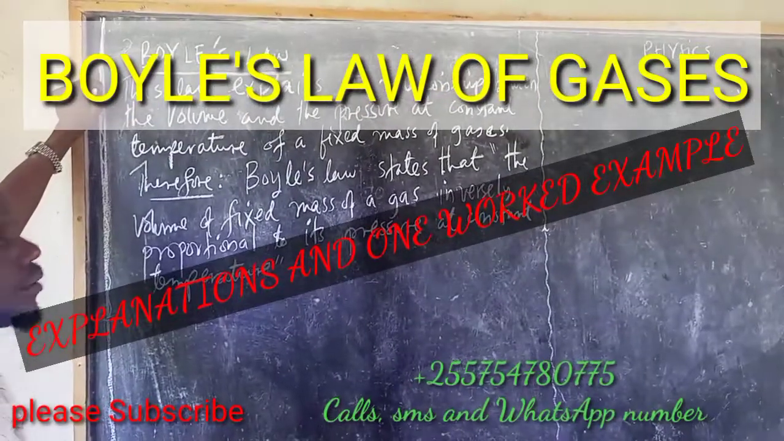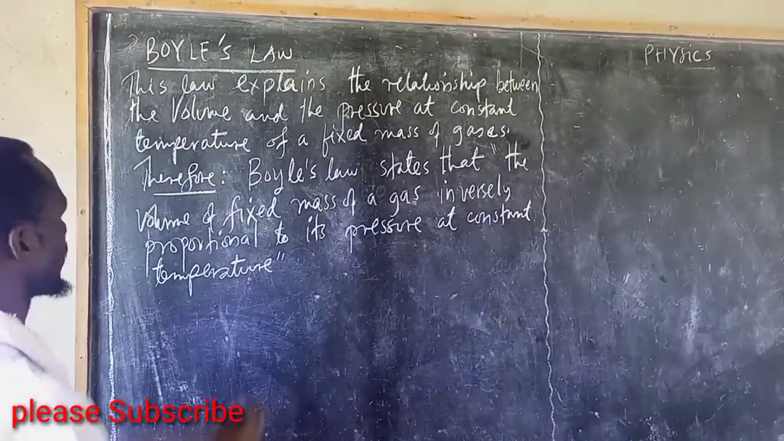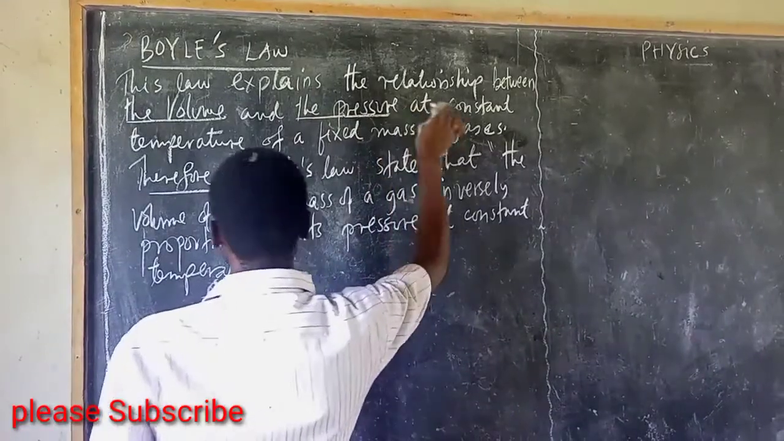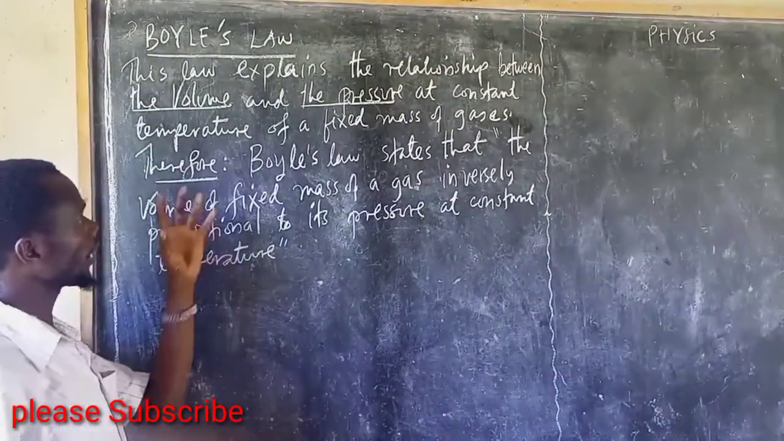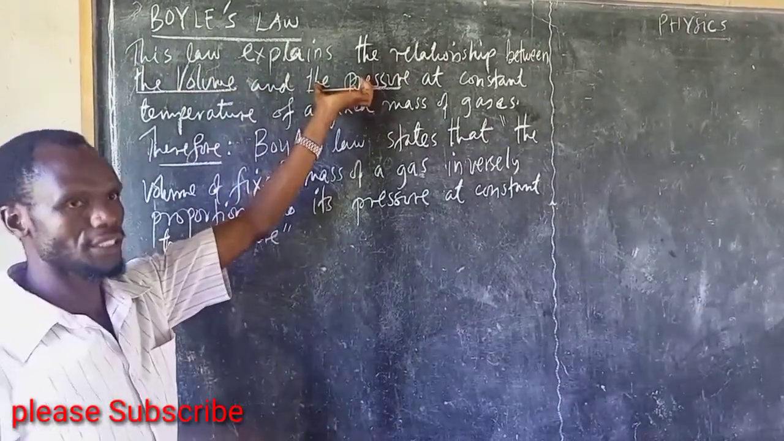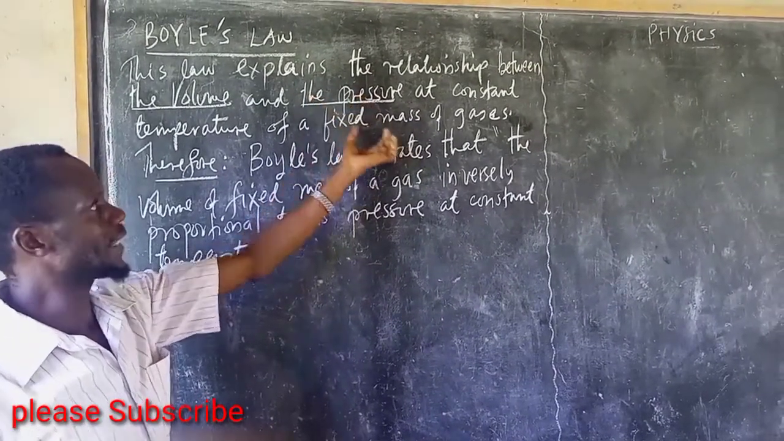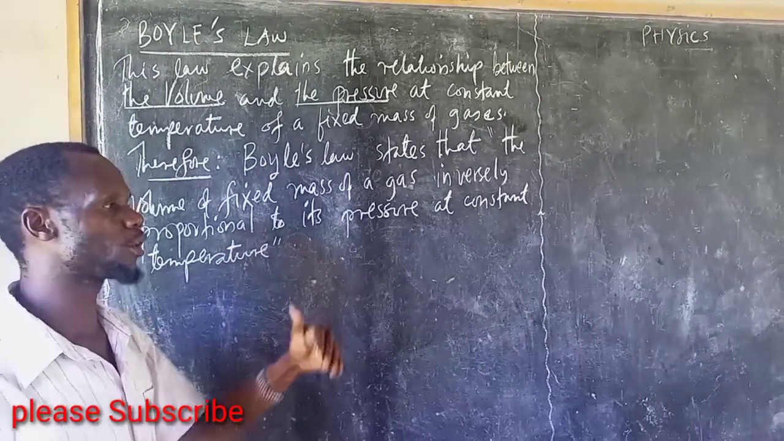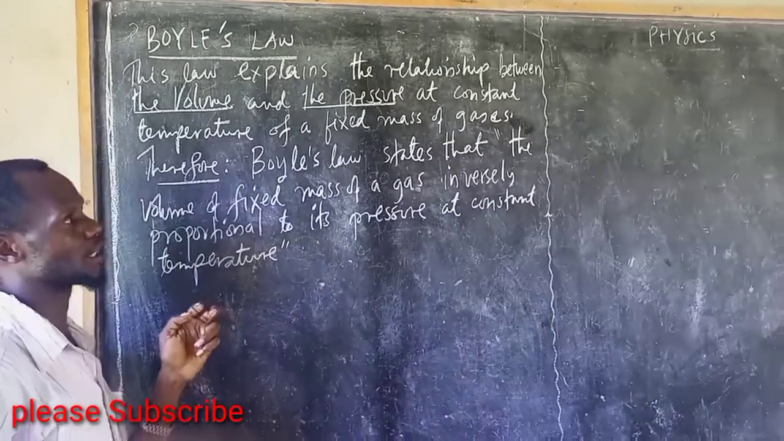Boyle's law. This law explains the relationship between the volume and the pressure at constant temperature of a fixed mass of gases. So here we are only discussing the volume and the pressure, which are varied. But the temperature is held constant, meaning that we don't care about the temperature because it is held constant. No variation of the temperature.